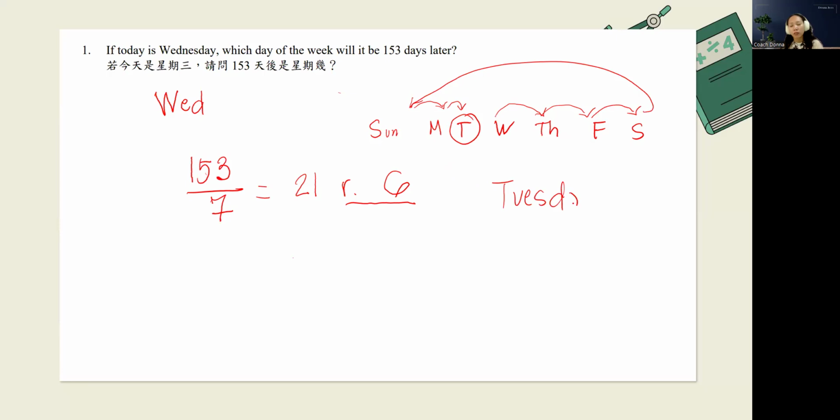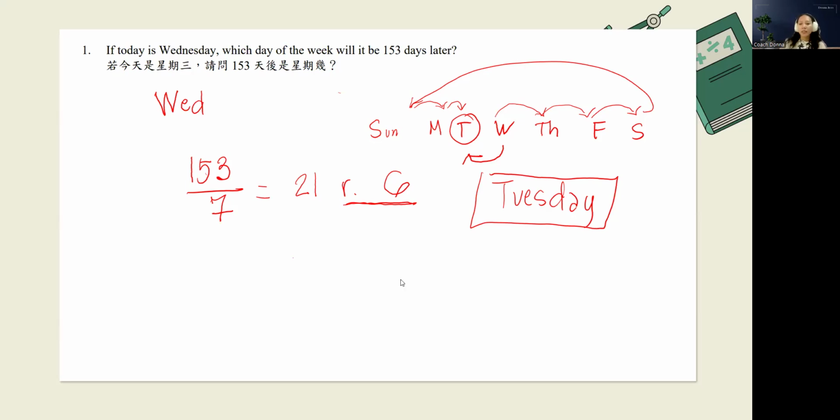Another shortcut for this is that remainder 6 basically means it just lacks 1 to be a 7. So you can actually move backwards once, and you'll get a Tuesday still. So the answer is a Tuesday. Okay, great.